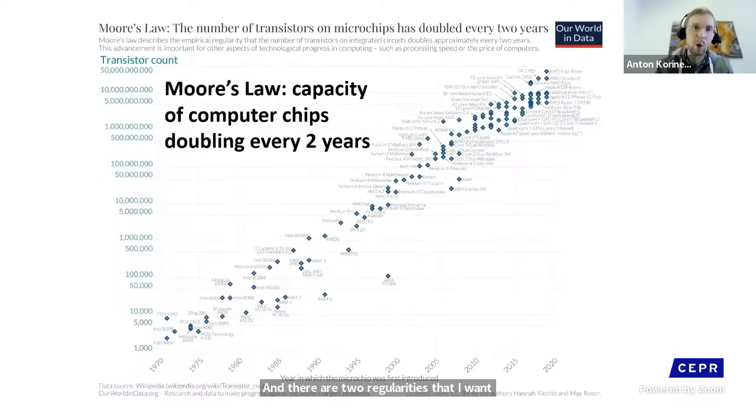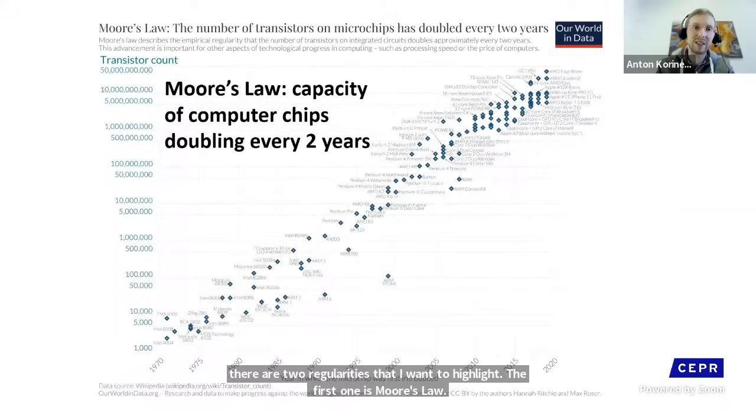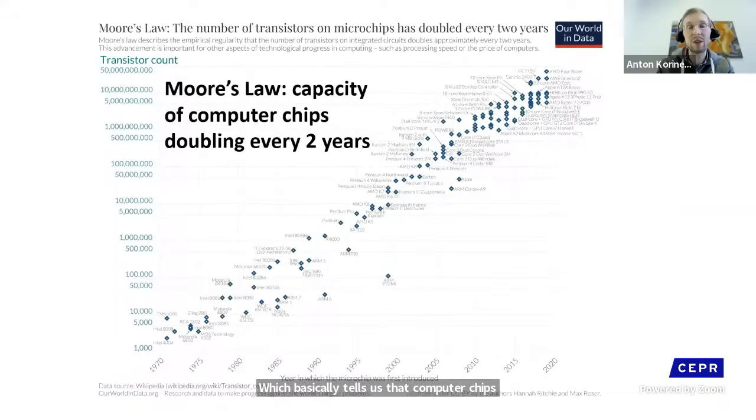The first one is Moore's Law, which basically tells us that computer chips get twice as good every 2 years. Well, that means they get 1,000 times as good every 20 years, and 1 million times as good every 40 years. And that has driven a lot of the progress over the past few decades, and that has brought us to the point where we are right now.